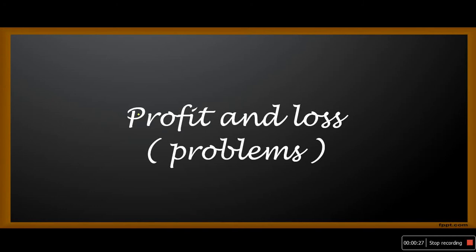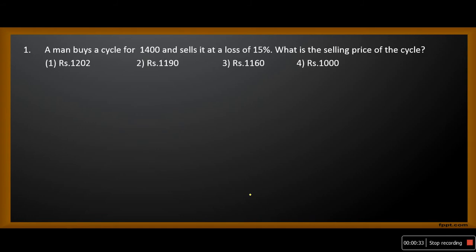Your topic is profit and loss. Let us do the problems in profit and loss. Here, what is the question given? A man buys a cycle for 1400 and sells it at a loss of 15%. What is the selling price of the cycle?